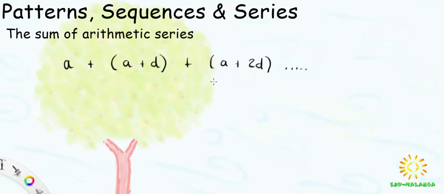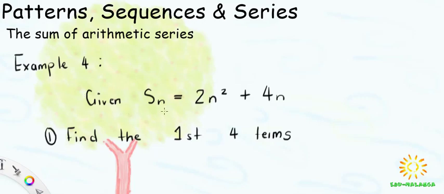And the only difference between the arithmetic series and the arithmetic sequence is that when you have a sequence, you don't add the terms, but when you have an arithmetic series, you start to add the terms. So in this question, we were given Sn, which is an arithmetic series, so we're going to use our understanding of the sum of arithmetic series to solve.